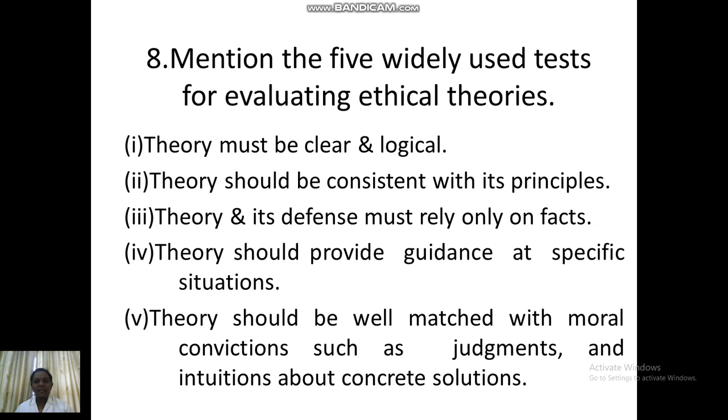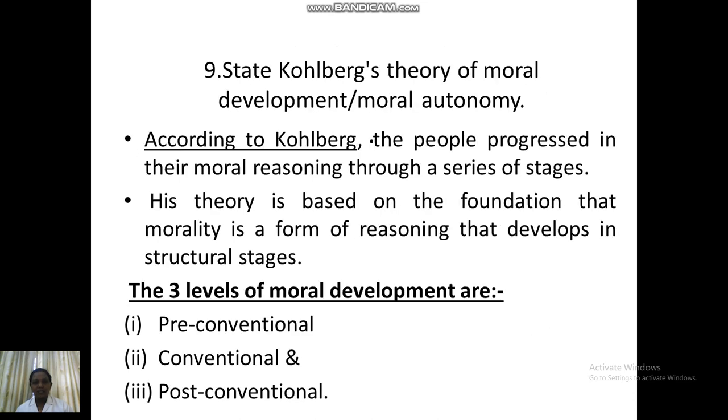Theory should be well matched with moral convictions such as judgments and intuitions about concrete solutions. Ninth question is, state Kohlberg's theory of moral development or moral autonomy. According to Kohlberg, people progress in their moral reasoning through a series of stages. His theory is based on the foundation that morality is a form of reasoning that develops in structural stages. The three levels of moral development are pre-conventional, conventional and post-conventional.